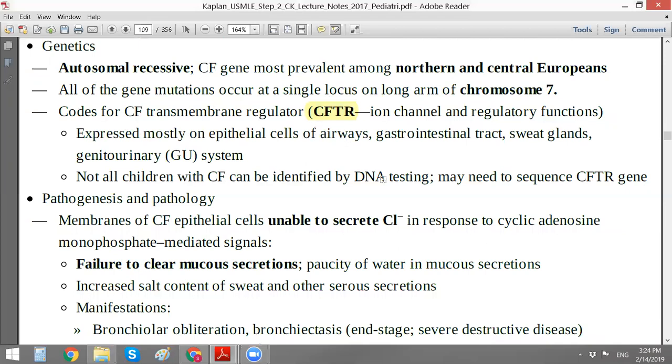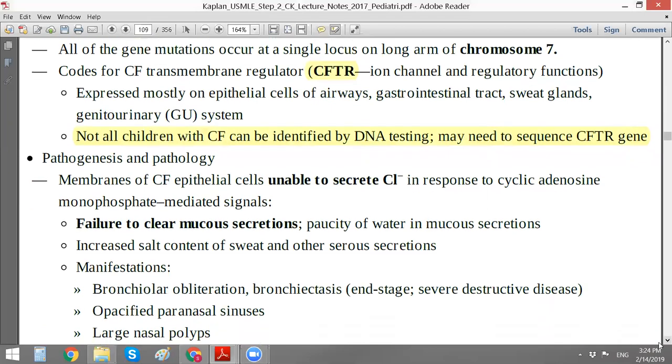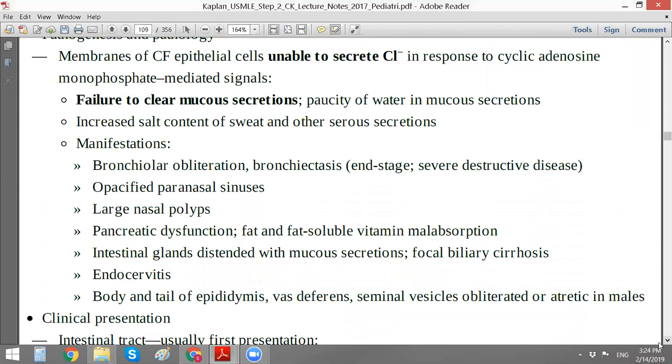Not all children can be identified by DNA testing. We need to sequence CFTR. Then pathogenesis and pathology: membranes of CF epithelial cells are unable to secrete chloride in response to cyclic AMP mediated stimulation. Okay, unable to secrete chloride, with failure to clear mucous secretions. They have a paucity of water, very viscous secretions, and increased salt content of sweat, so increased sweat chloride.